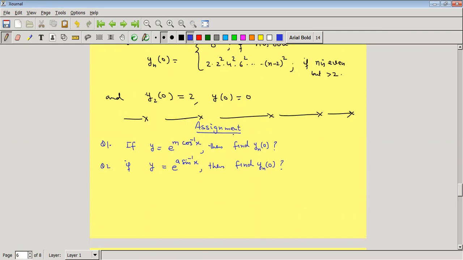I have given some questions as an assignment. Question number 1: if y is equal to e to the power m cos inverse x, then find yn(0). Question 2: if y is equal to e to the power a sin inverse x, then find yn(0). Try to solve these examples because they are based on what we have already discussed in this video lecture.